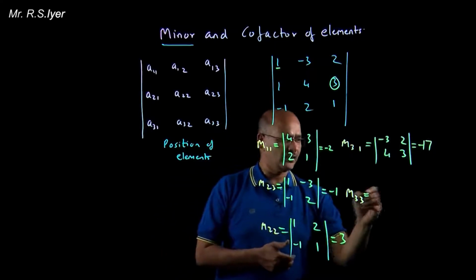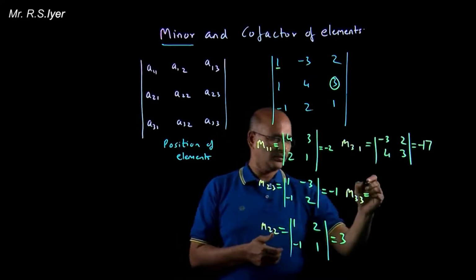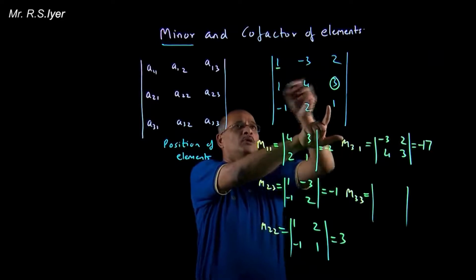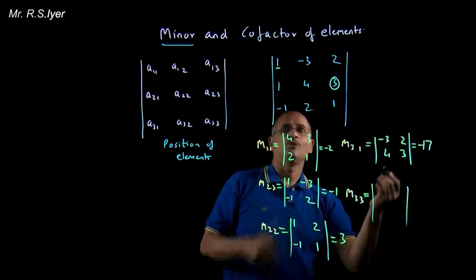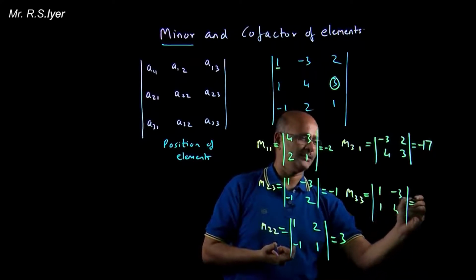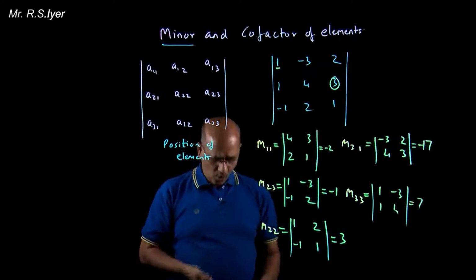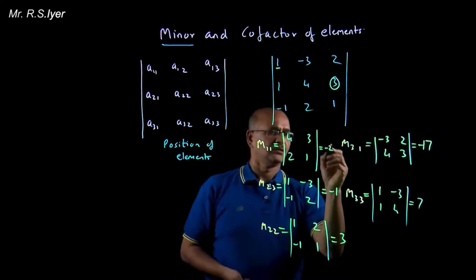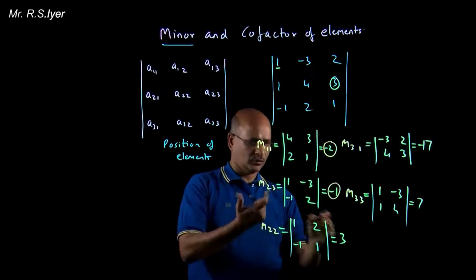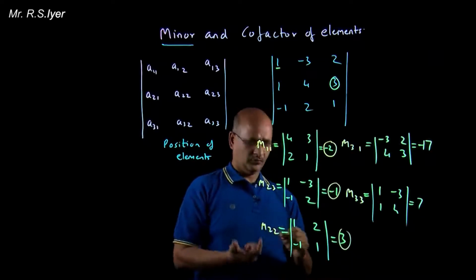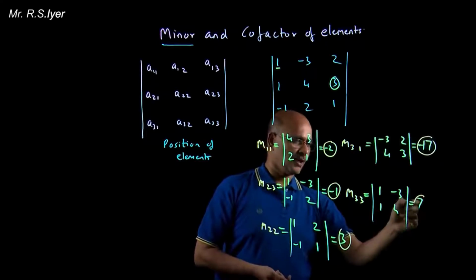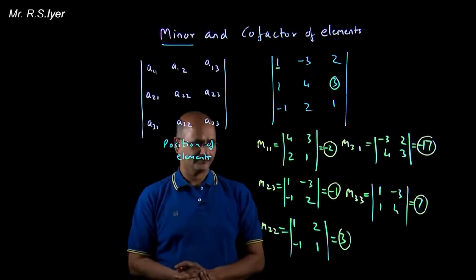Similarly, let us come to 33. Now if I see 33, it is here. That is 4 plus 3, that is 7. Oh, sorry, I just wrote it out: 1 minus 3, 1 4, answer is 7. So what are these values? This is the minor of 11. This is the minor of 23. This is the minor of 22. This is the minor of 31. This is the minor of 33.